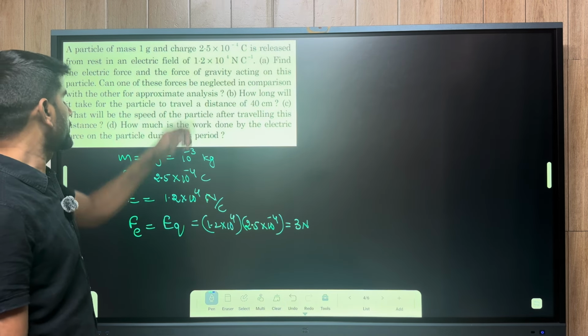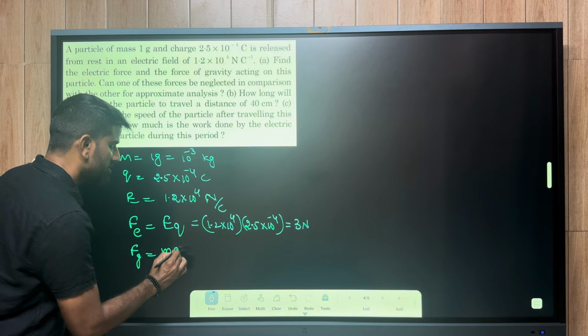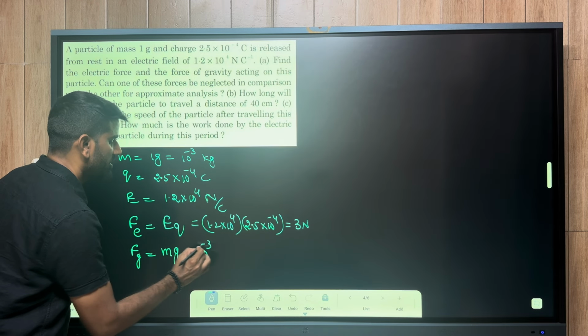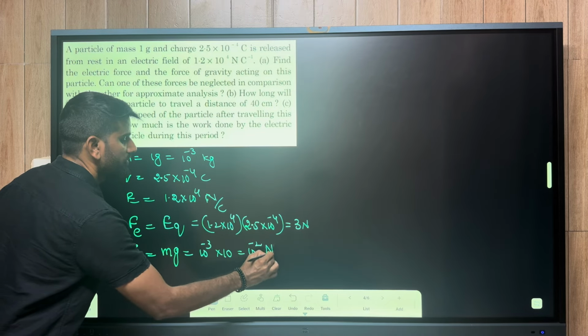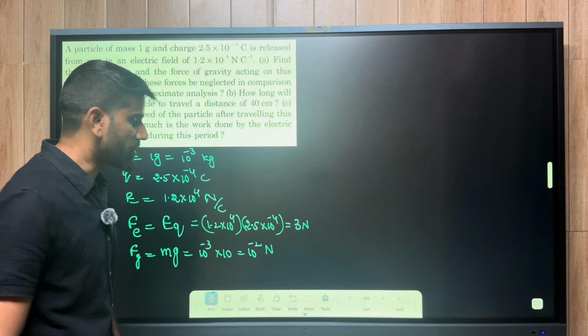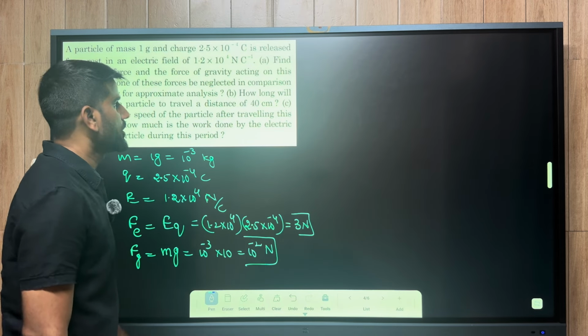Now, we are also asked to find the force of gravity, Fg, which is equal to mg. Mass is 10 to the minus 3 and g is 10, which is equal to 10 to the minus 2 newtons. 10 to the minus 2 newtons, right? We have got both the forces.